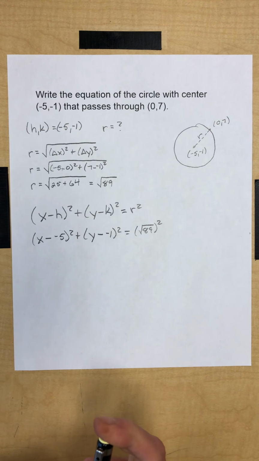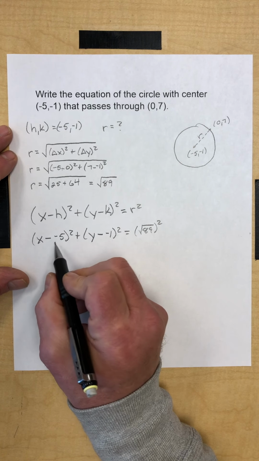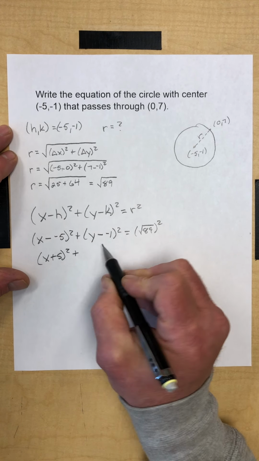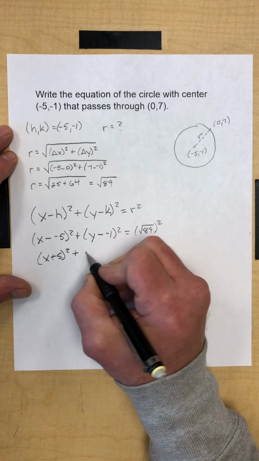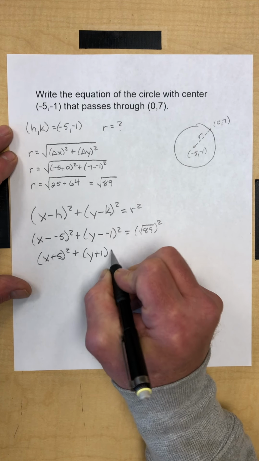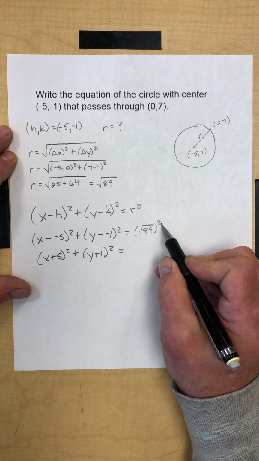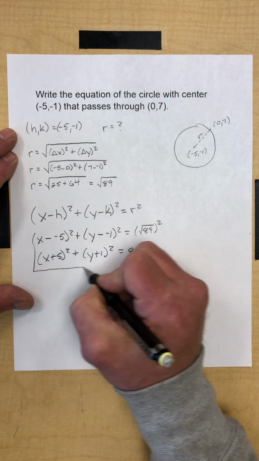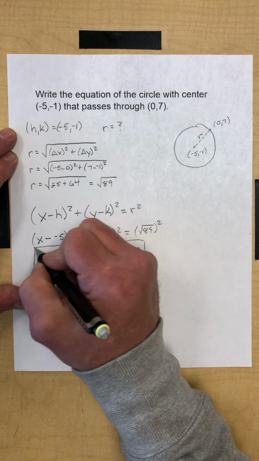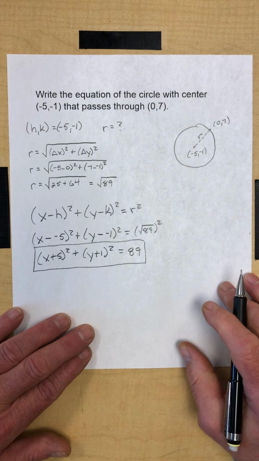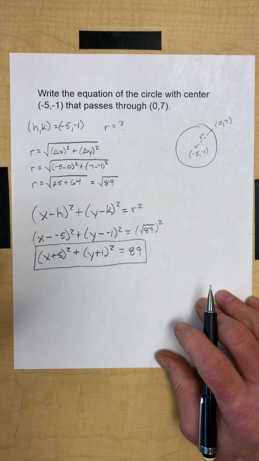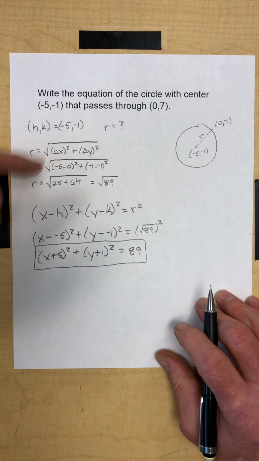Okay, again, we don't like these double negatives, so x minus a -5 right here would just be x plus 5. Once again, same thing here, y minus a -1 would just be y plus 1. And right here, anytime we square a square root, we get the radicand, so that's just 89. Okay, and you have your general form or standard form of the equation of a circle with this center that passes through that point. And so this is a little bit more difficult than the first couple we did because they don't give you the radius. You've got to figure out what the radius is.